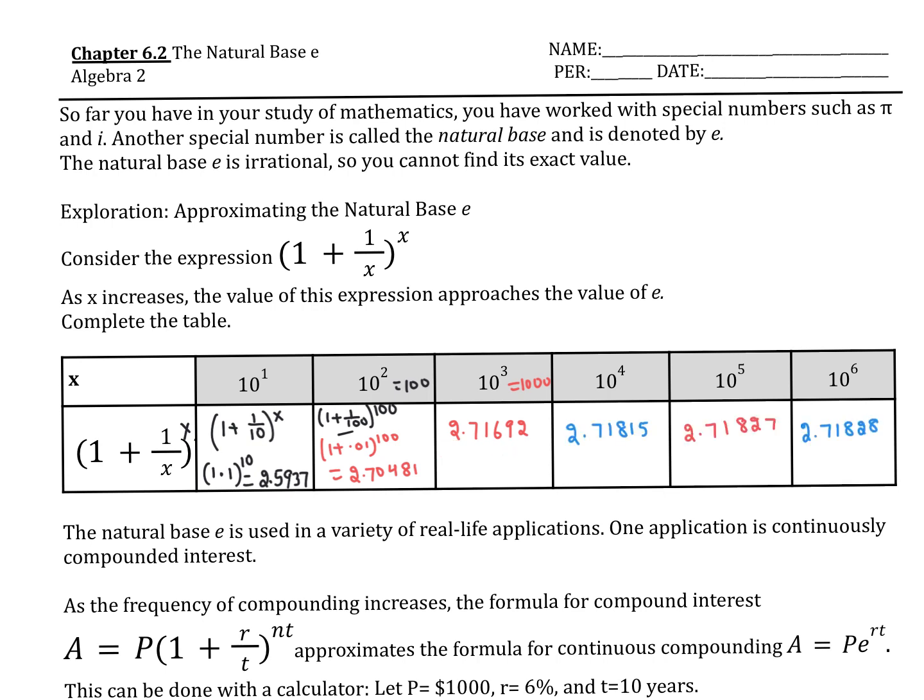you're going to get your answer as 2.71692. So the rest of the answers for 10 to the power 4, 10 to the power 5, and 10 to the power 6 are these. You're going to use the calculator and find these answers. The natural base is used in a variety of real-life applications. One application is continuously compounded interest.